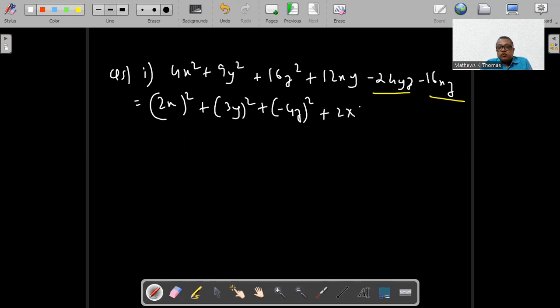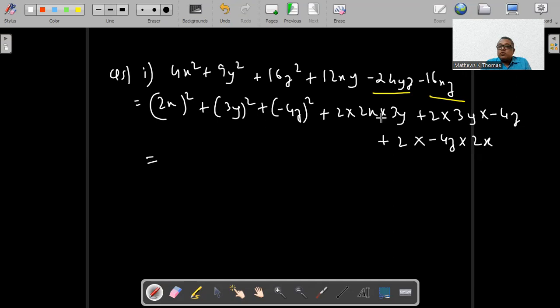Plus 2ab, so 2 into 2x into 3y. When I multiply these three, I'm getting this. 2 into b into c, that is 2 into 3y into minus 4z. When I multiply 2 into 3y into minus 4z, then only I will get minus 24yz. Otherwise, you will not get this negative 24yz. So that is why I insisted that this should be taken as negative. Plus 2 into c into a, that is 2 into minus 4z into 2x. When I multiply this, then only I'll get minus 16xz.